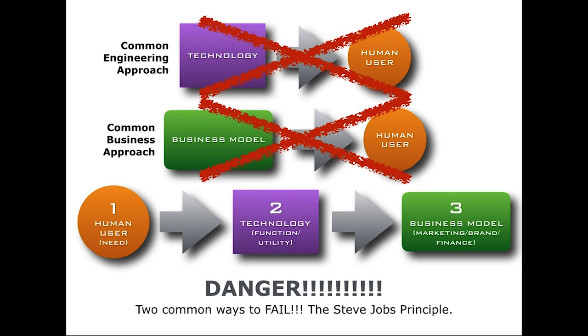Taking the wrong approach can be a disaster. A common engineering approach is to first choose a technology and try to apply it to human users. A common business approach is to first develop a business model and try to apply it to human users. Both are not very good. Steve Jobs' Apple approach was to start with people and their needs first, then apply appropriate technologies and business models that resolve those needs.